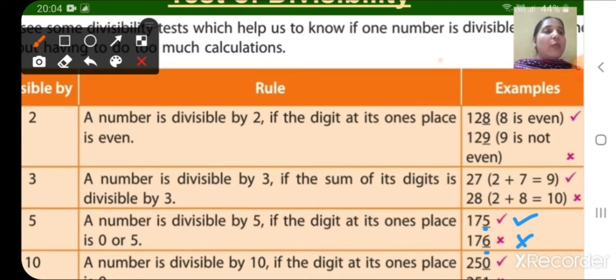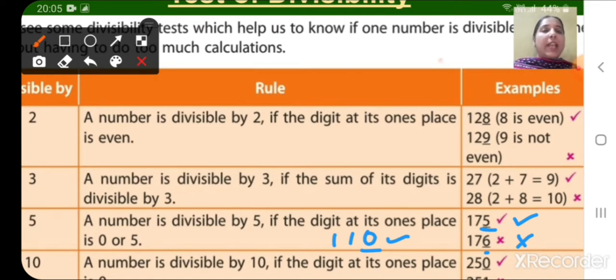Now let me give you one number. You tell me whether it will be divisible by 5 or not. Yes, 110. Is it divisible by 5? Yes, it is divisible because the digit at the ones place is 0. Okay. So for divisibility by 5, the digit at the ones place should be either 0 or 5. Okay. So it will be divisible by 5.